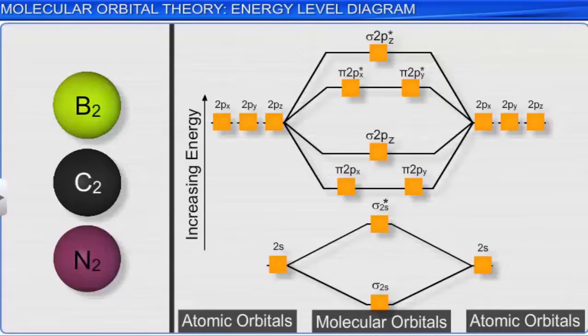In these molecules, the energy level sequence is sigma 2s, followed by sigma star 2s, followed by pi x and pi y that are at the same energy level, followed by sigma 2p, followed by pi star x, pi star y, and finally sigma star 2p.